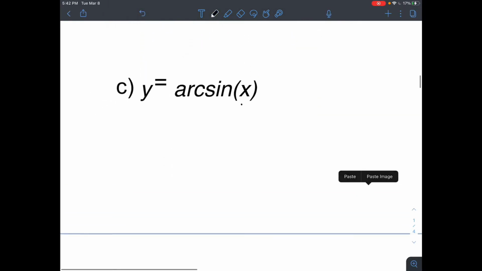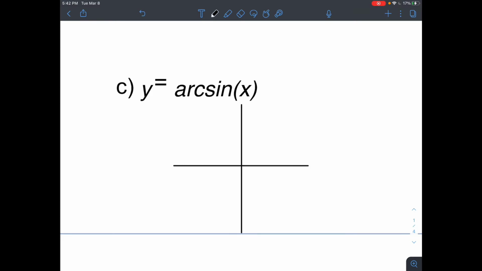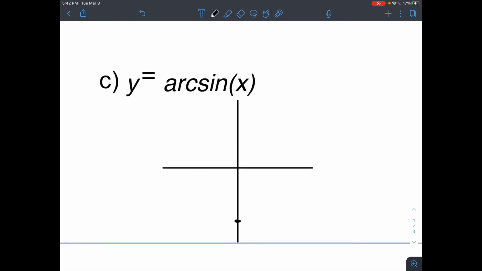Arc sine. So graphing arc sine. We know that our domain and range have to change. We're going to go from negative pi over 2 to pi over 2, negative 1 to 1. So now, when we're graphing this, let me make sure I'm saying this right.